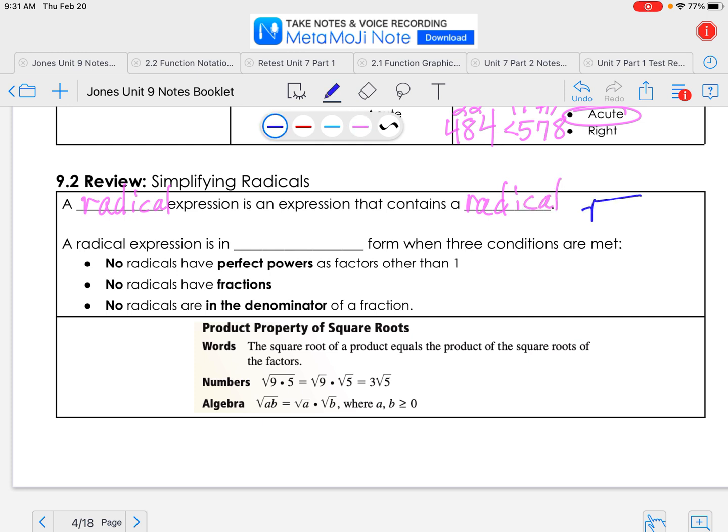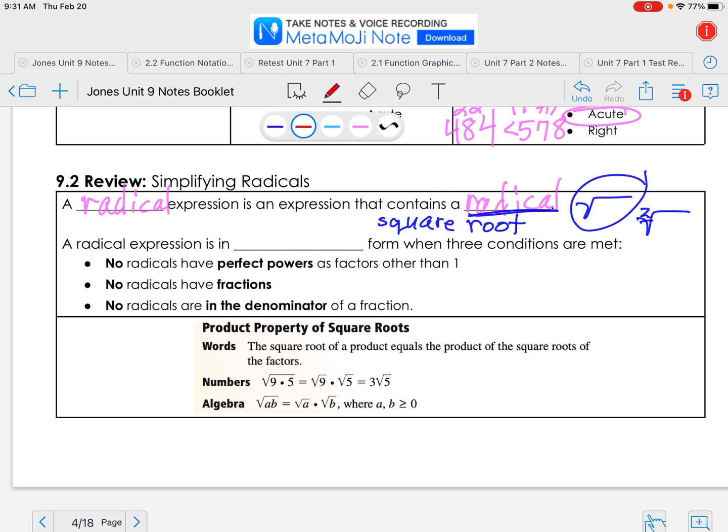It's this, and it can have any number here, but the only one we're going to deal with is a 2. But when the 2's missing, it's implied, kind of like that imaginary 1 that you see sometimes in front of x or as an exponent. So when you see this without a number, it's square root, which is the only one we're going to deal with in geometry right now. So we're dealing with a radical or square root. You can call it either one.